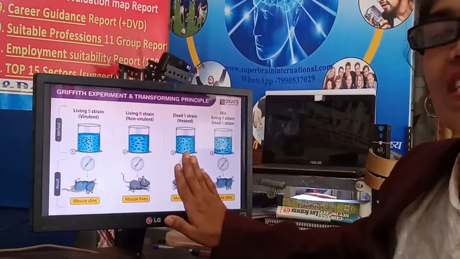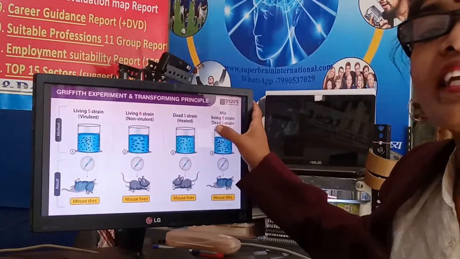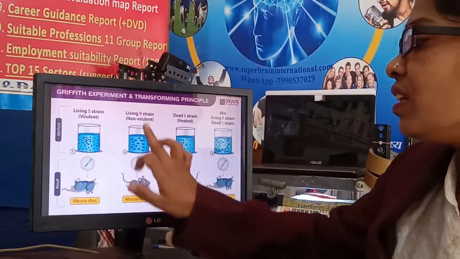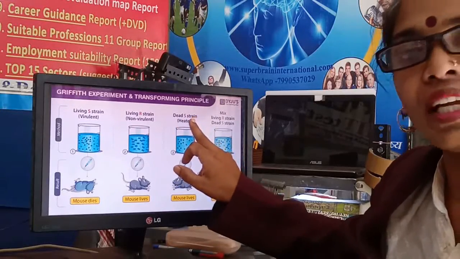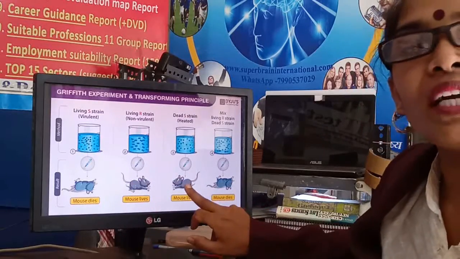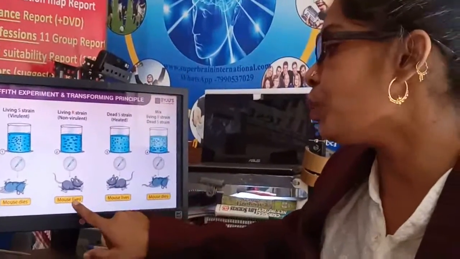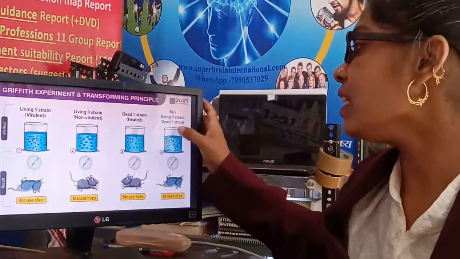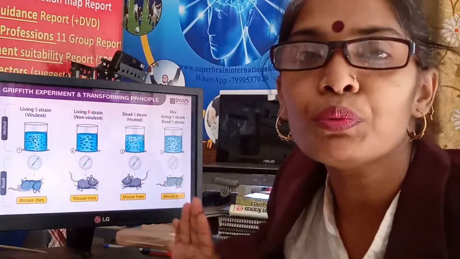In the next step of his experiment, he mixed the living R strain and the heat-killed S strain. The living R strain is non-virulent and the mice survive. The heat-killed S strain is dead, and for that also the mice survive. In both cases the mice are alive, so with a mixture of these two, the result should be that the mice are alive. But he was surprised when he gave this mixture and found that the mouse died due to pneumonia.